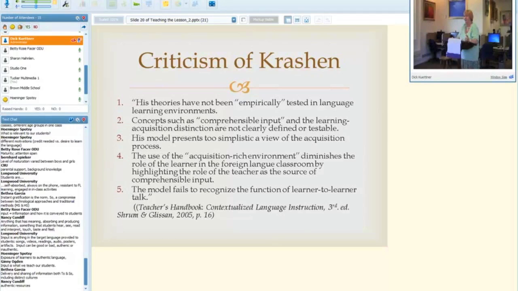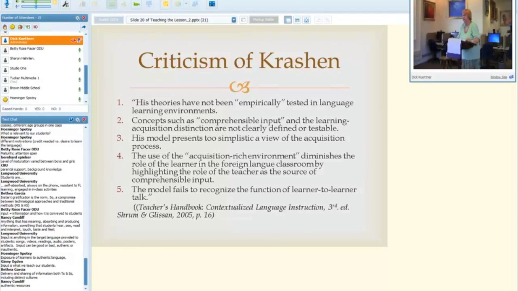Present a simplistic view of the acquisition process. Use of the acquisition-rich environment diminishes the role of the learner, and other things. I don't think we need to go into those, but I do think as teachers we need to be aware of what some of the criticisms are and think about them. That's all I'm asking. You should be aware of them and think about them.